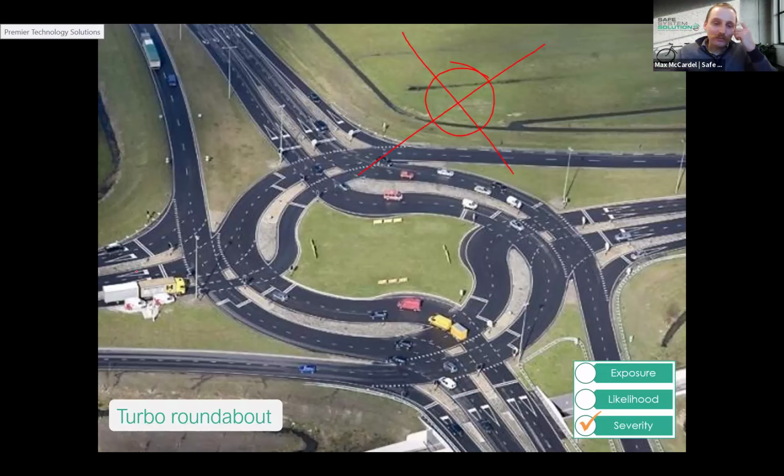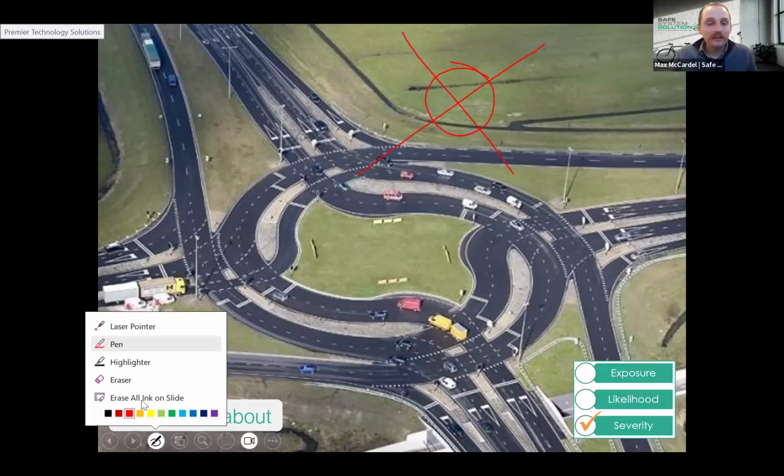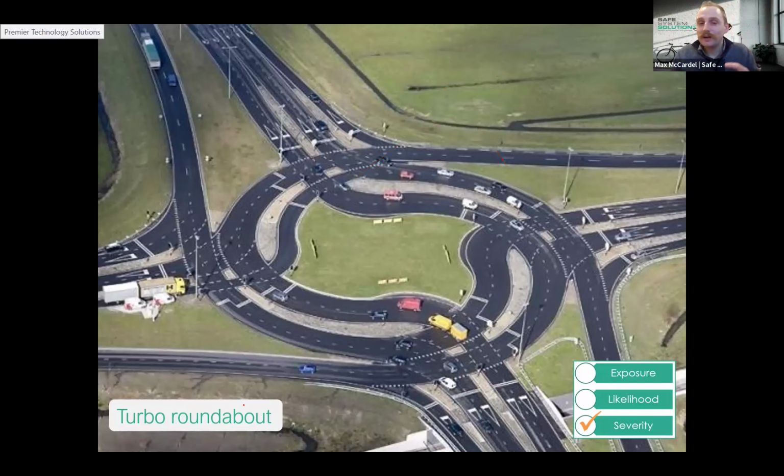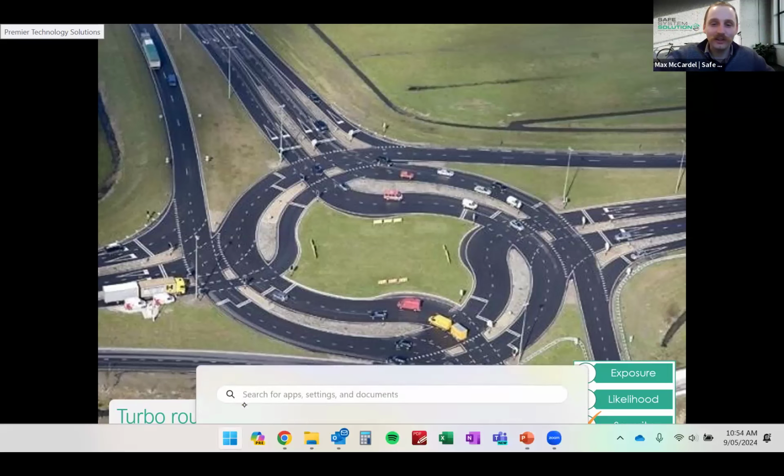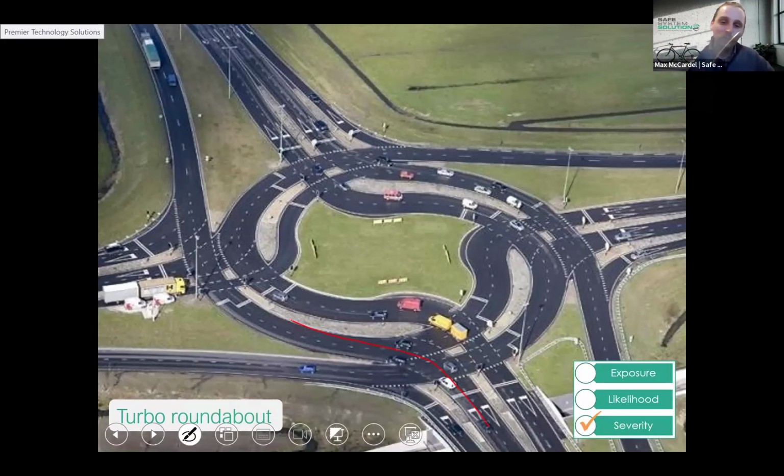The Dutch, however, are a bit more safe system aligned in thinking, and they're acknowledging that, well, we can't just create this potential for serious trauma to occur. We need to look at ways to affect impact speed, impact angles. So they've designed and constructed this very, very large turbo roundabout. So if you're driving through here, you're really washing off speed because you're having to deviate around the roundabout there.